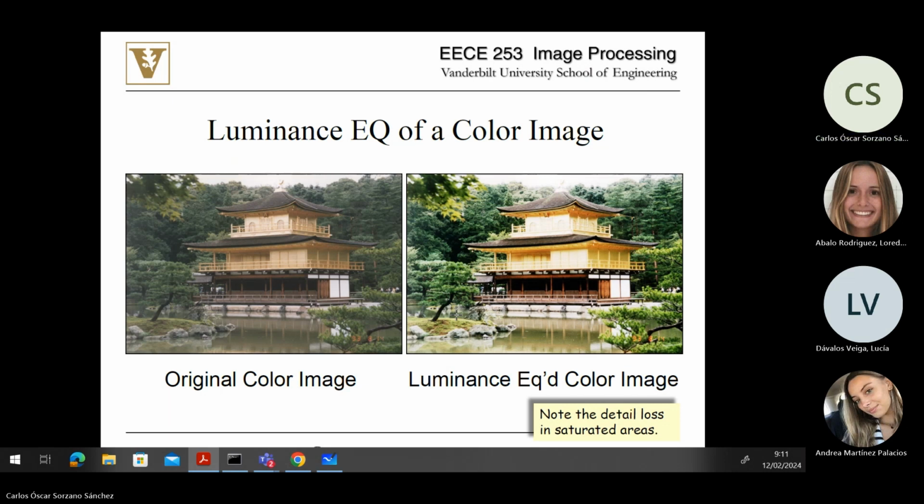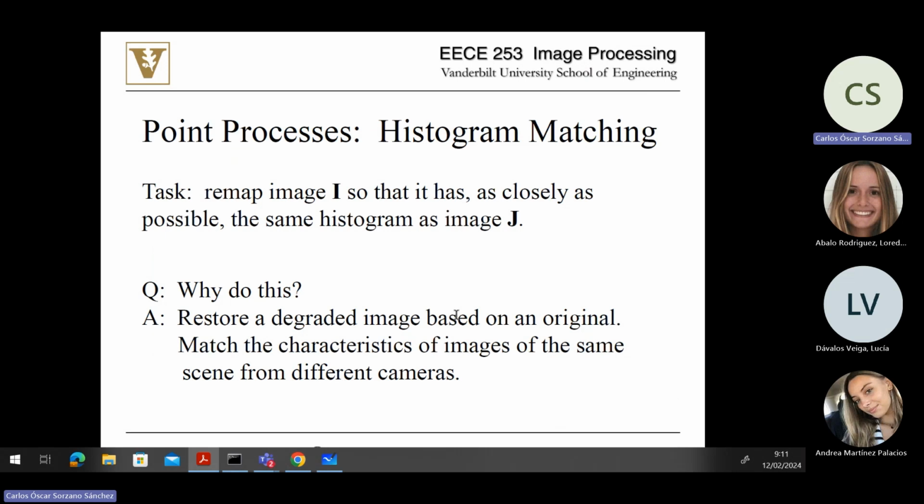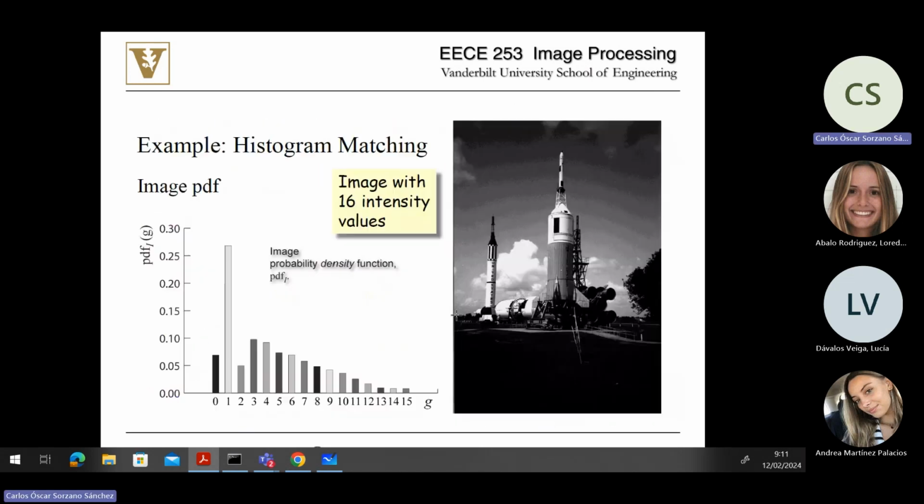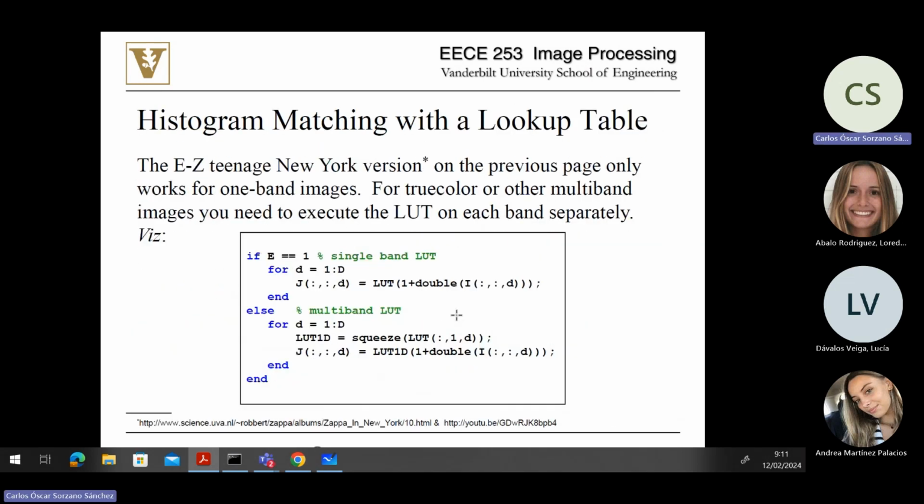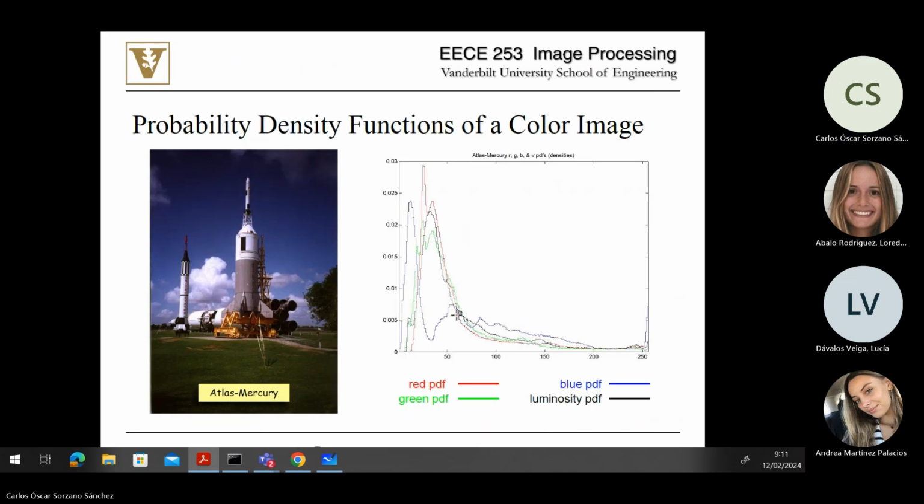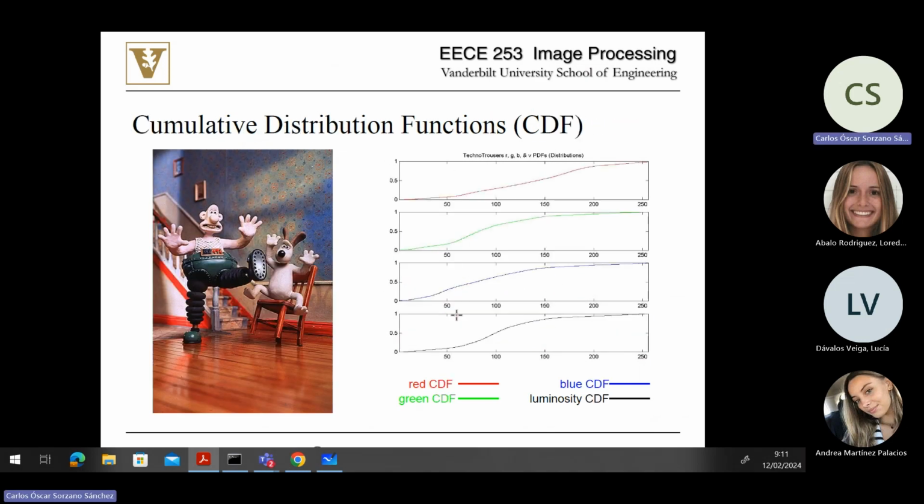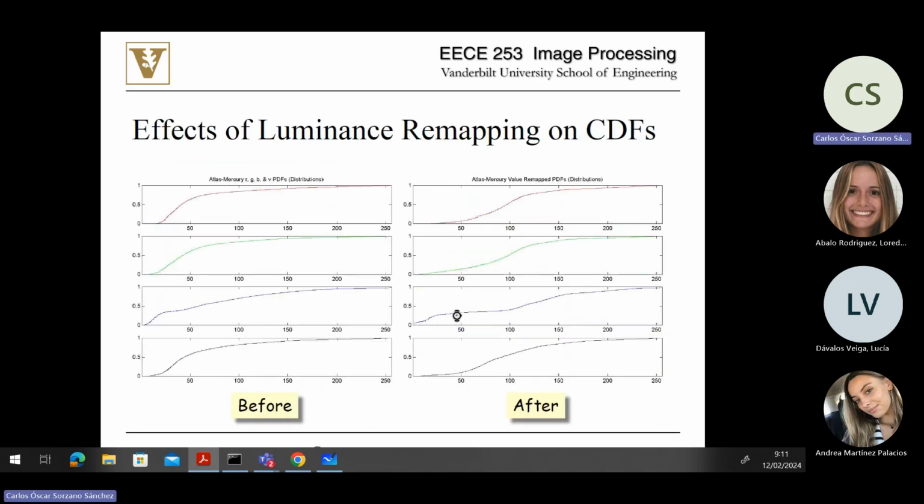Okay, so let's continue with another operation. It's somehow similar to this one. That is histogram matching. So let me go to the end, and then we'll come back to how this is done.